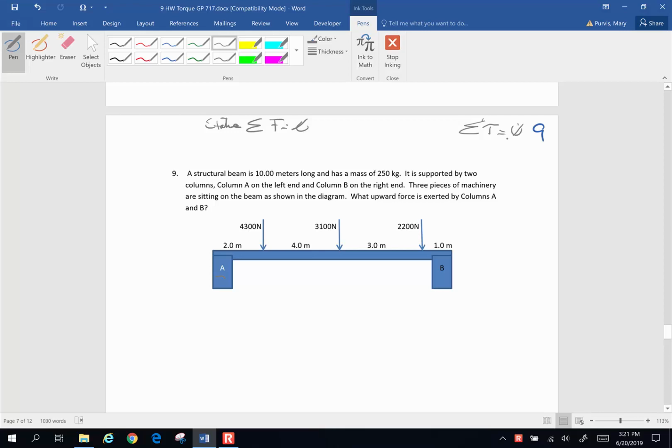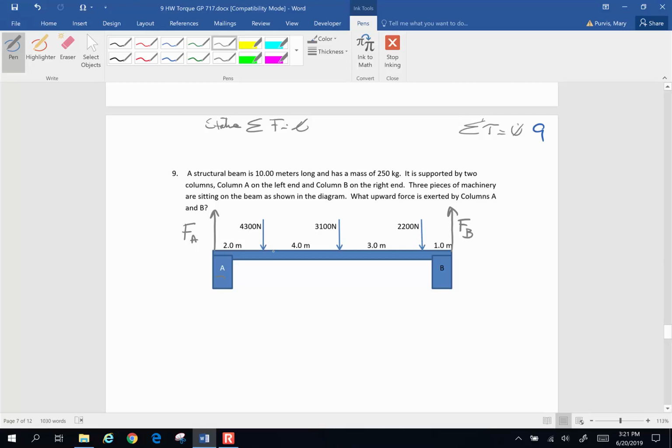So we're going to have a normal force up caused by A, and a normal force up caused by B, and I've got to figure both of those out. This is very similar to the window washer problem we did earlier. It's just a little bit more involved.